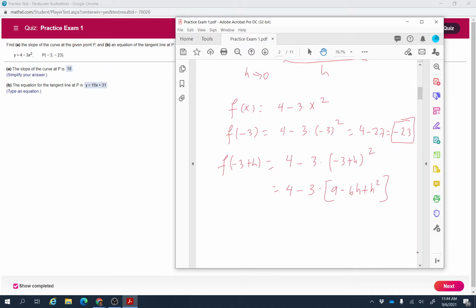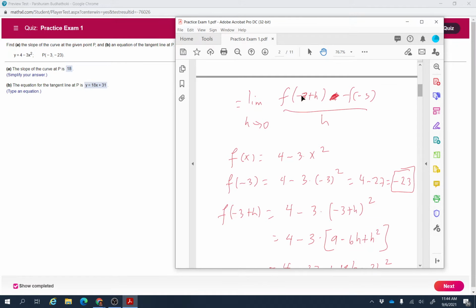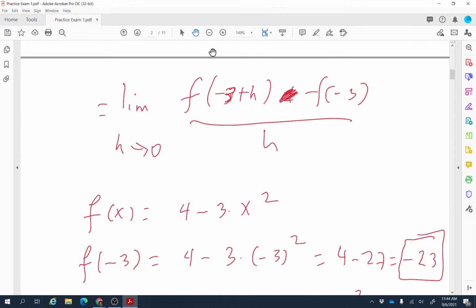So distribute this 3. 4 minus 27 minus minus plus 18h minus 3h squared. So if you combine the like terms here, you're going to get negative 20 here as well. So now we're going to know this value in the given formula here for f negative 3h. So I'm going to do that here.